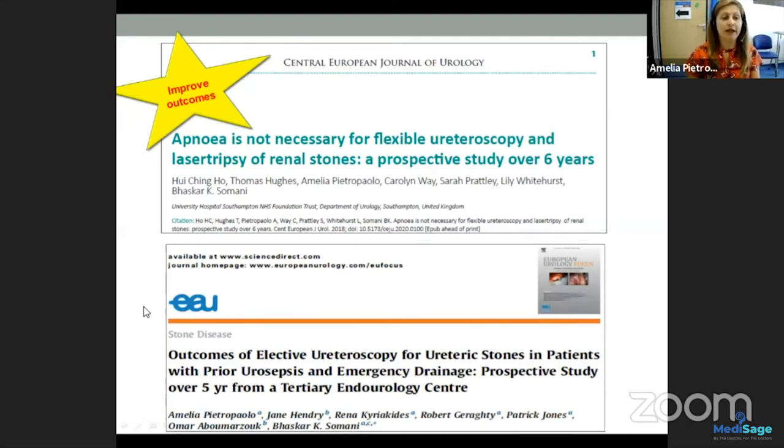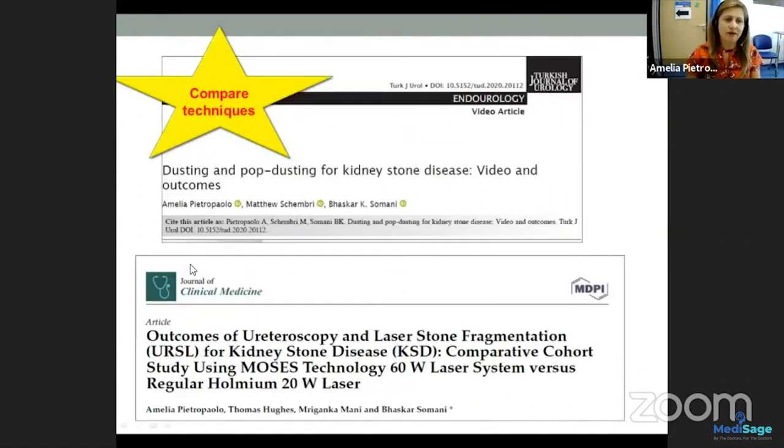Similarly, we wanted to reduce our complication rates, mainly sepsis after ureteroscopies. And we realized that not every patient who came initially with sepsis and an infected obstructed kidney was supposed to have sepsis again after elective ureteroscopy. And so our outcomes have been improving over time. Always try to choose the best technique, and we are doing some trials to find the best laser, comparing the low power with the mid power laser that we recently published. And thanks to that, we've started using pop dusting to have a better stone free rate and better outcomes.